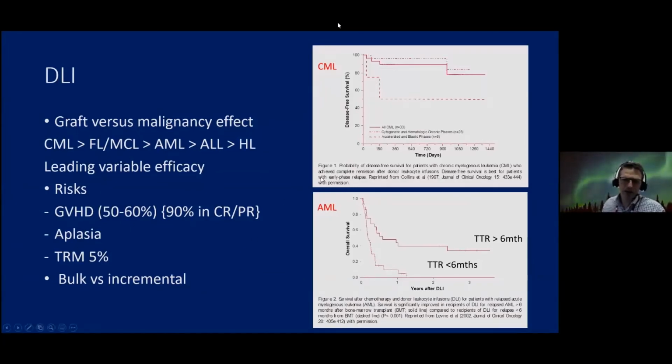Important things about DLI is that the time to response is really not immediate. And certainly from CML data, we see that the maximal effects are seen at sort of 40 to 45 days post-infusion, and some patients still respond at 11 to 12 months, which is clearly only an option in an indolent disorder such as CML, which is potentially one of the reasons why AML is so challenging to treat at relapse with DLI.